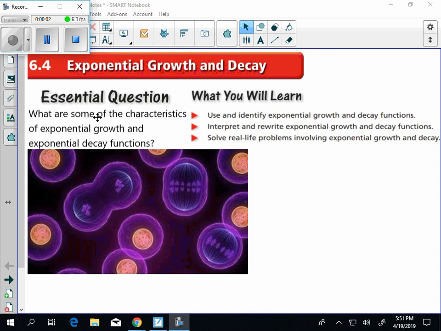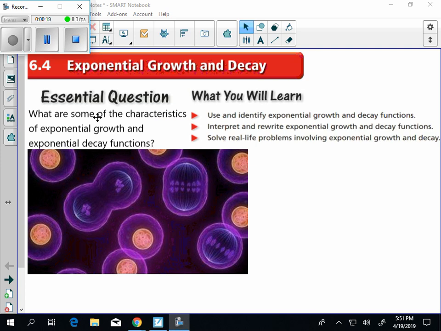Section 6.4 is on exponential growth and decay. Our essential question is, what are some of the characteristics of exponential growth and exponential decay functions? Learning targets we're not going to talk about because you should already discuss those in your small groups to decide on your learning resources.